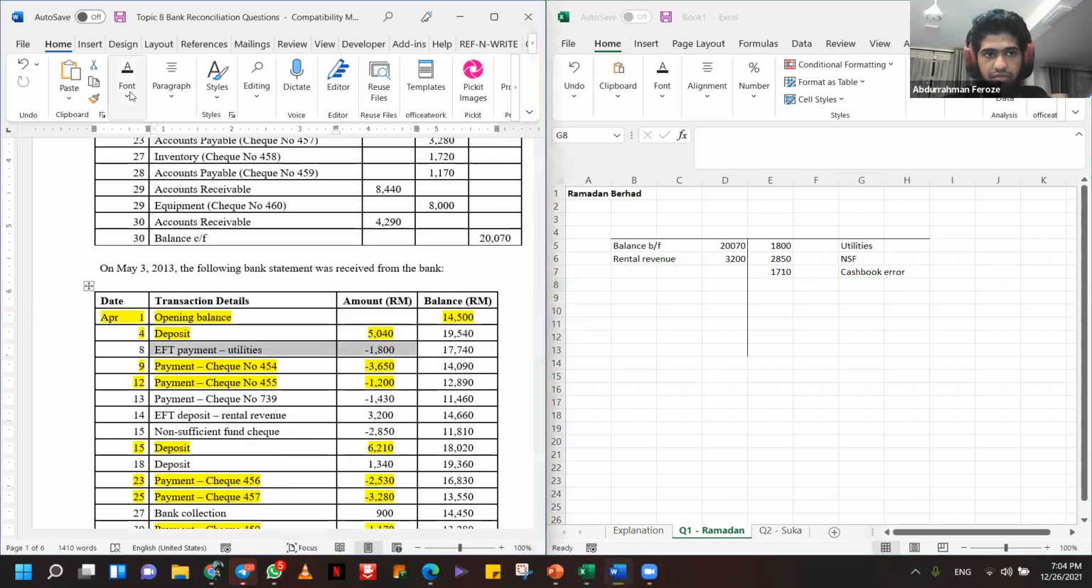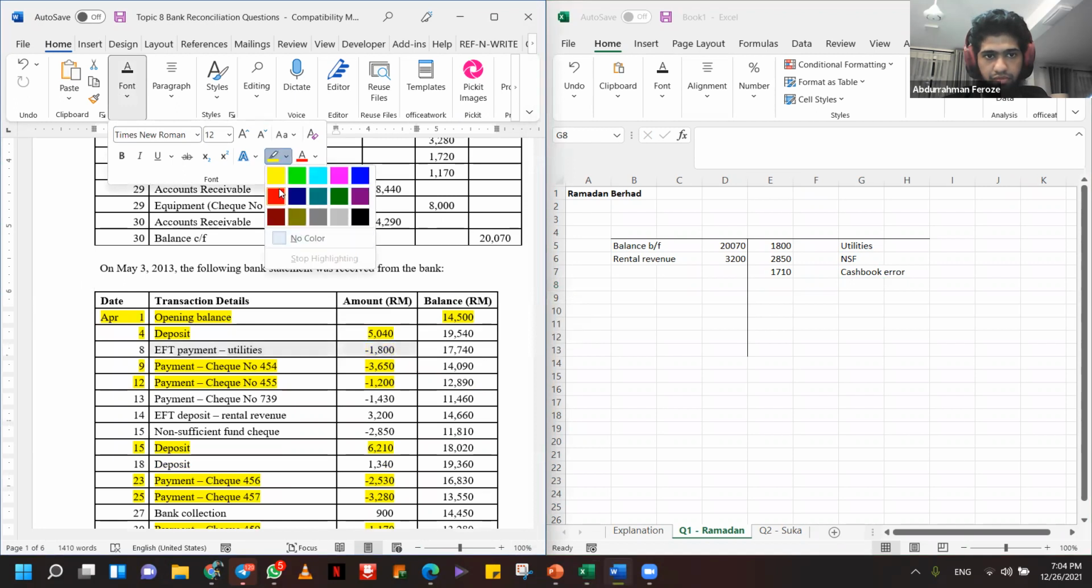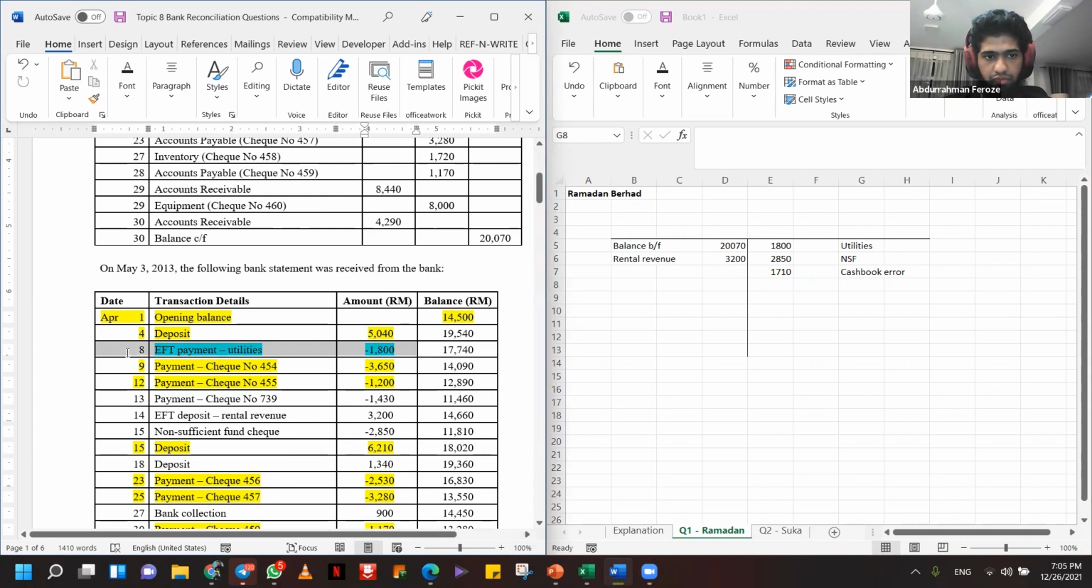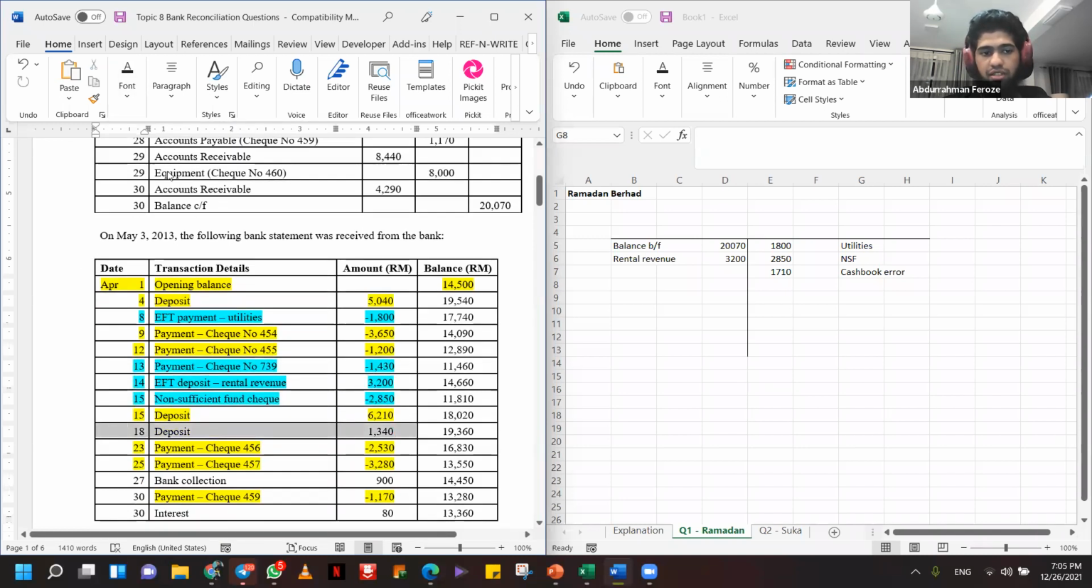As we cover them, when you're doing it on paper, you can just tick it off, right? So here we just highlight it. Okay, so this is taken care of.